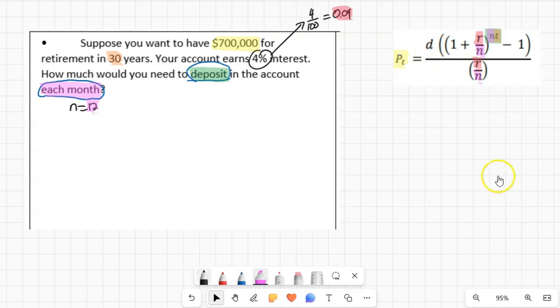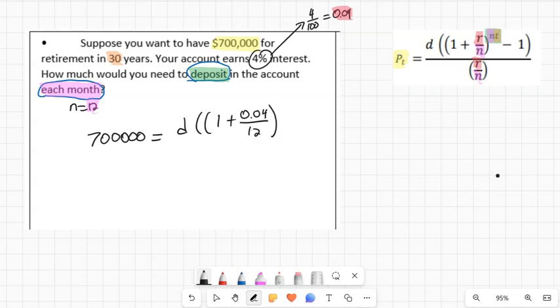That's perfect. So when we plug everything in, we have 700,000 equals D, parenthesis, double open, 1 plus R, which is 0.04, over N, which is 12, close parenthesis. Our exponent is 12 times the T, which is 30. Then a minus 1, and then close the parenthesis. Denominator, open parenthesis, 0.04 divided by 12, close parenthesis.